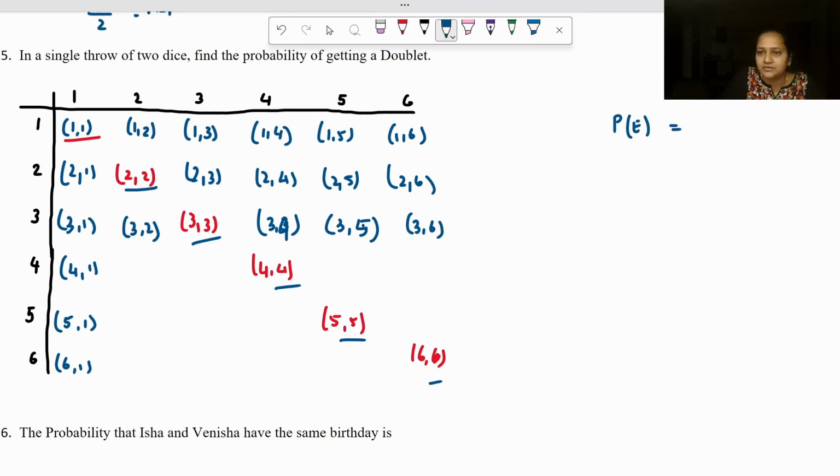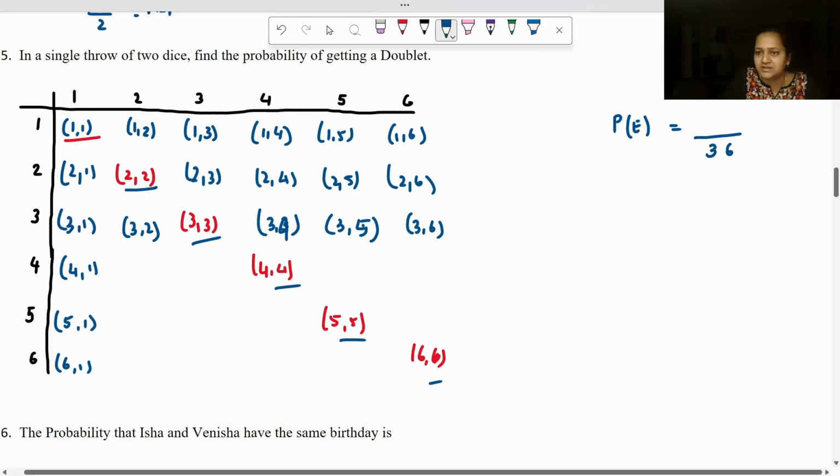So the probability of the event is total number of outcomes is 36 in the sample space, and the desired outcomes are 1, 2, 3, 4, 5, 6. So 6 by 36, which is 1 by 6. Please complete this. This should not be left incomplete, because you may have different questions in the sum.